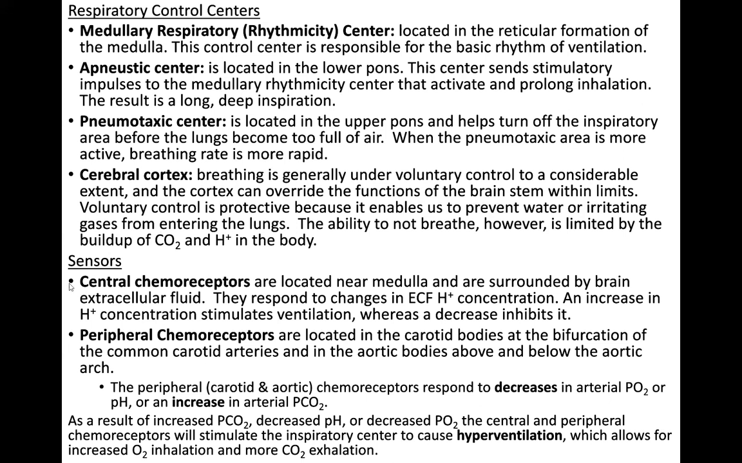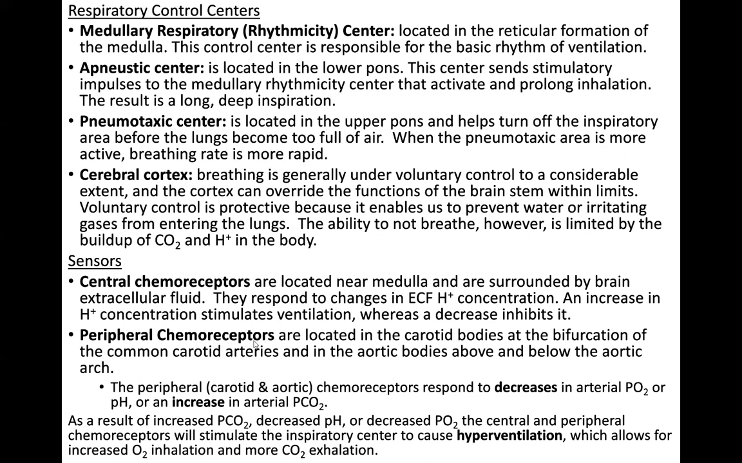We have two types of sensors, central and peripheral. The central chemoreceptors are located up in the brain near the medulla, surrounded by brain extracellular fluid, and that's what they're monitoring, the concentration of hydrogen ions in that extracellular fluid. Any increase in hydrogen ion concentration stimulates ventilation. So in other words, if hydrogen ion levels go up, we're gonna breathe more rapidly. Any decrease in hydrogen ion concentration inhibits ventilation, so we breathe less rapidly.